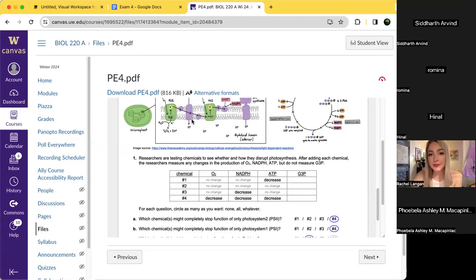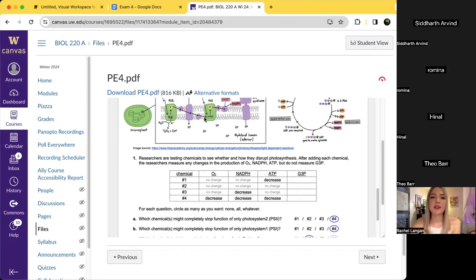Yeah, because I feel like if you mess up PS1, these other proteins here will still accept electrons, as long as you have a more electronegative molecule. I guess, okay. So he's maybe saying that they'll just stop here. Yeah, the electrons would kind of jam the system, if you will.